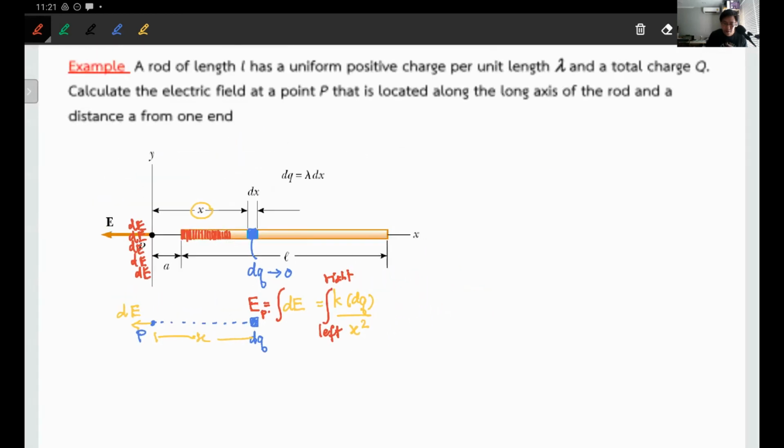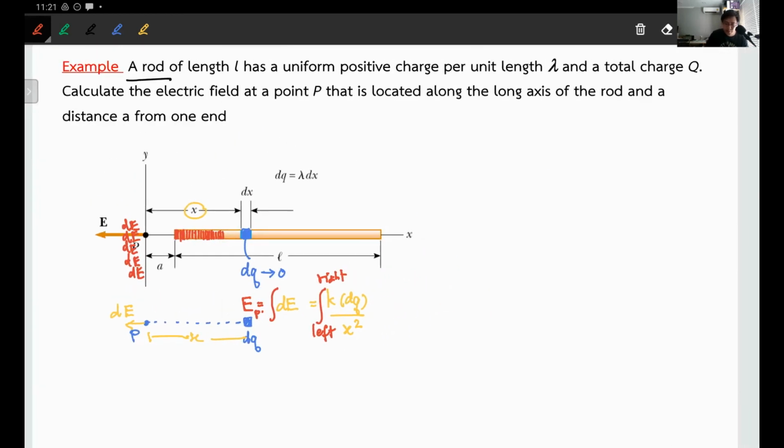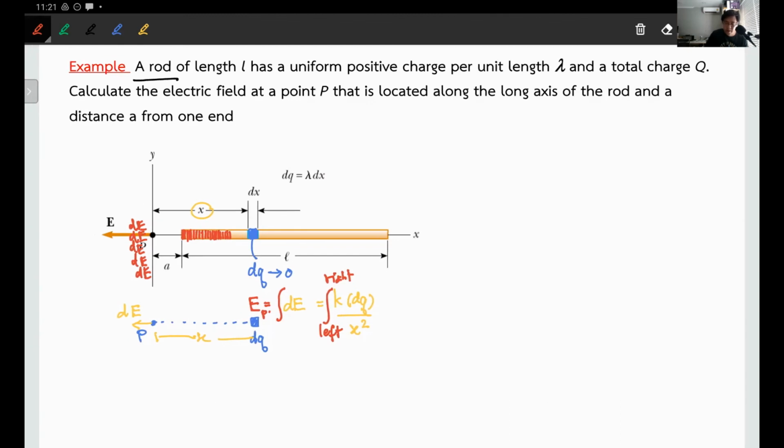Okay, let me redo it one more time. Every time you see this, I'm going to slice it into a tiny piece dq, and I'm going to say, okay, dE. Oh, let me do the blue.